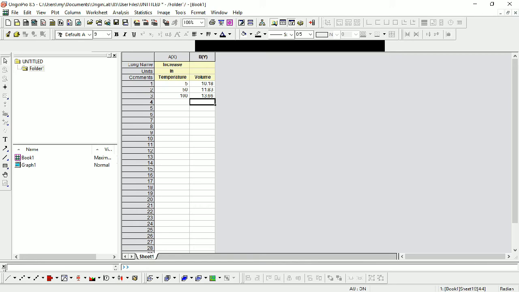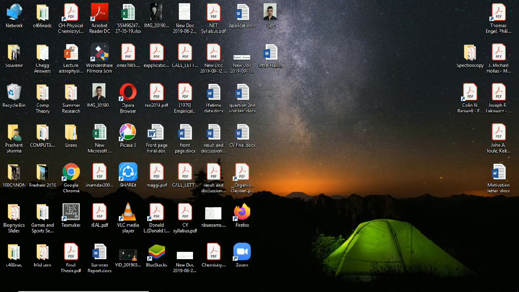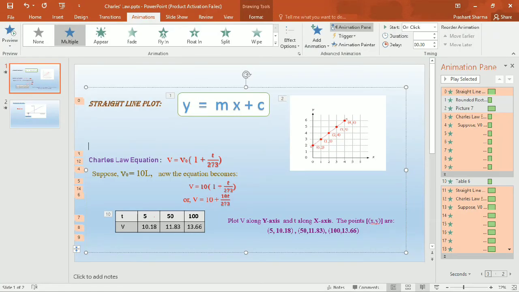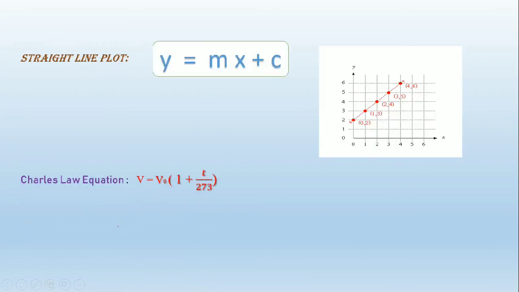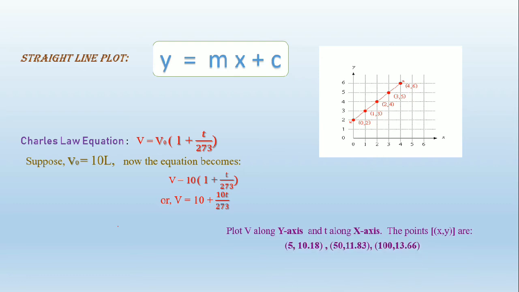So this can be a practical result of our Charles law equation. We plotted it, and we found a straight line. So this particular equation is true, and we see that the Charles law equation is giving us a straight line plot, right?